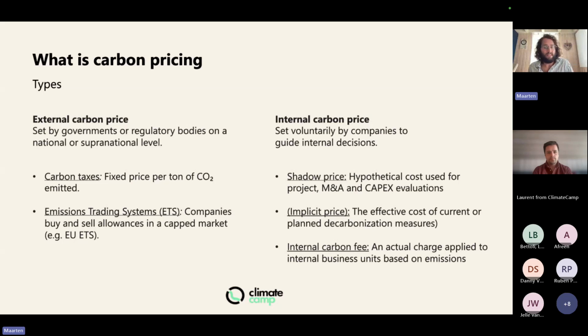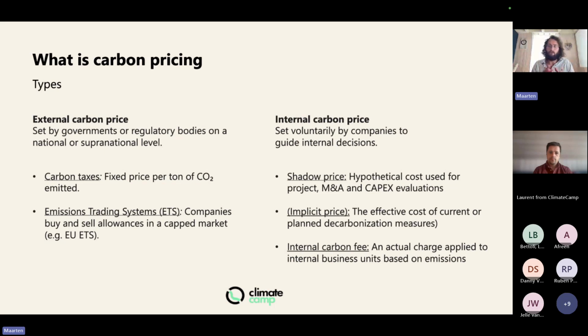The third one we have is an internal carbon fee. Now, an internal carbon fee is not hypothetical. There is an actual charge applied to internal business units. So what does this mean? A certain business unit can get charged a certain amount because they emitted this amount of tons of CO2 emissions, and then these funds are pooled. And then these funds are either used across the organization to improve certain business units or to improve certain processes, when it comes to CO2 emissions, or it can be earmarked, so it can be only used within the business unit where the funds were generated.